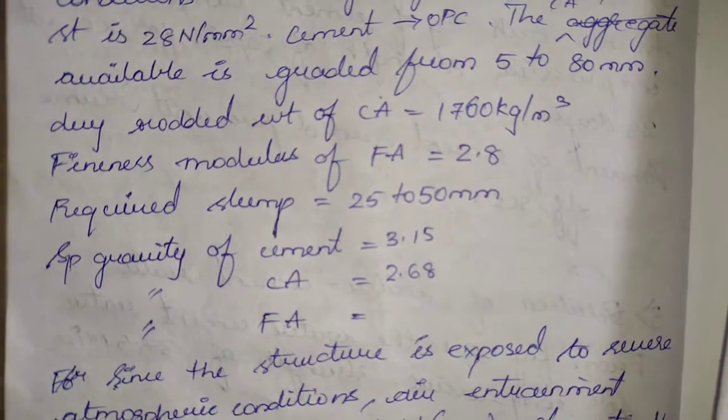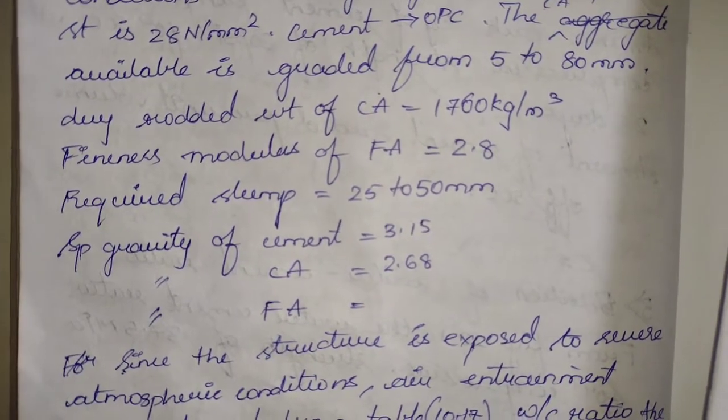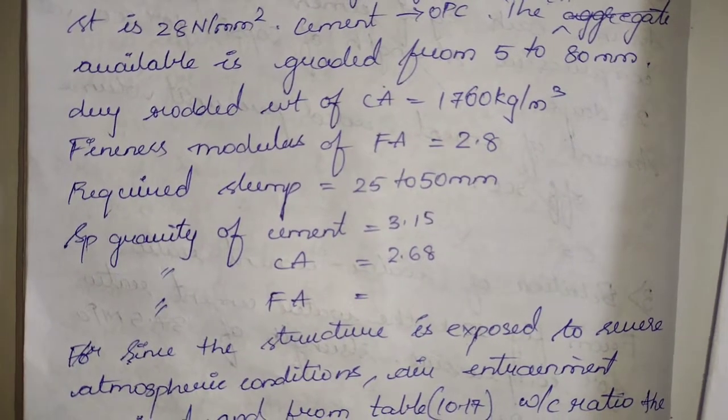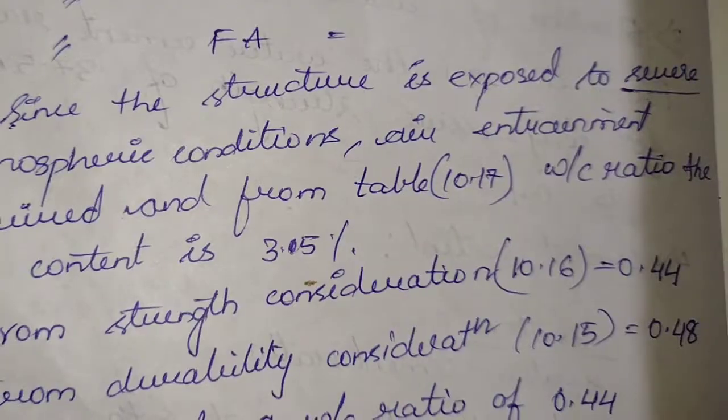Required slump is 25 to 50 mm. Specific gravity of the cement is 3.15. Specific gravity of coarse aggregate is 2.68. Specific gravity of fine aggregate is 2.64. Now let us see the solution part.